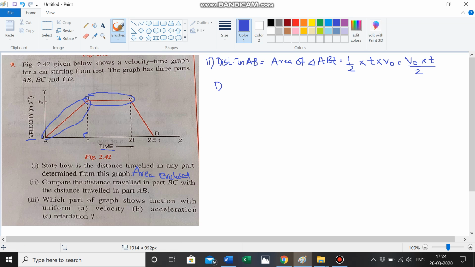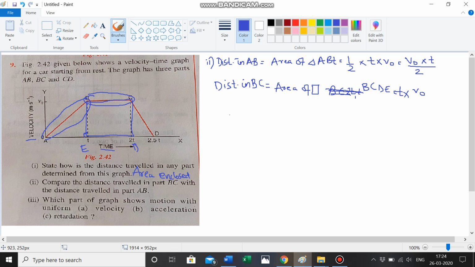Now let's look at the distance traveled in BC, which is this figure. This looks like a rectangle, so the area will be the area of rectangle BC to T and T. Let's call this point D, let's call this point E. So we will call it BCDE, which will be length into breadth. So length is T to T, which means this total length is T, and the height is still the same, which is V0.